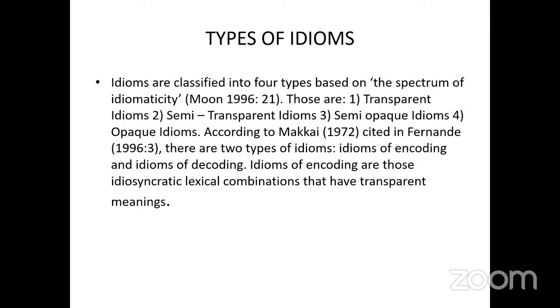And let me discuss the types of idioms which are found in Thado. Idioms are classified into four types based on the spectrum of idiomaticity: transparent idioms, semi-transparent idioms, semi-opaque idioms, and opaque idioms. According to Mackay, cited in Fernando, there are two types of idioms, idioms of encoding and idioms of decoding. Idioms of encoding are those idiosyncratic lexical combinations that have transparent meaning. In my presentation here, I don't include semi-opaque idioms, since I need to research it more, but I will give some examples of transparent idioms, semi-transparent idioms, and opaque idioms.